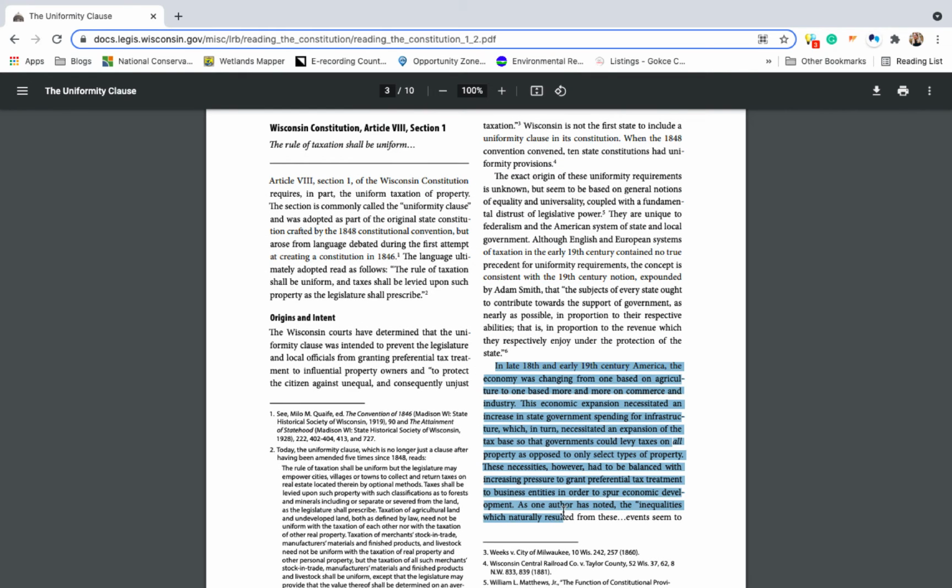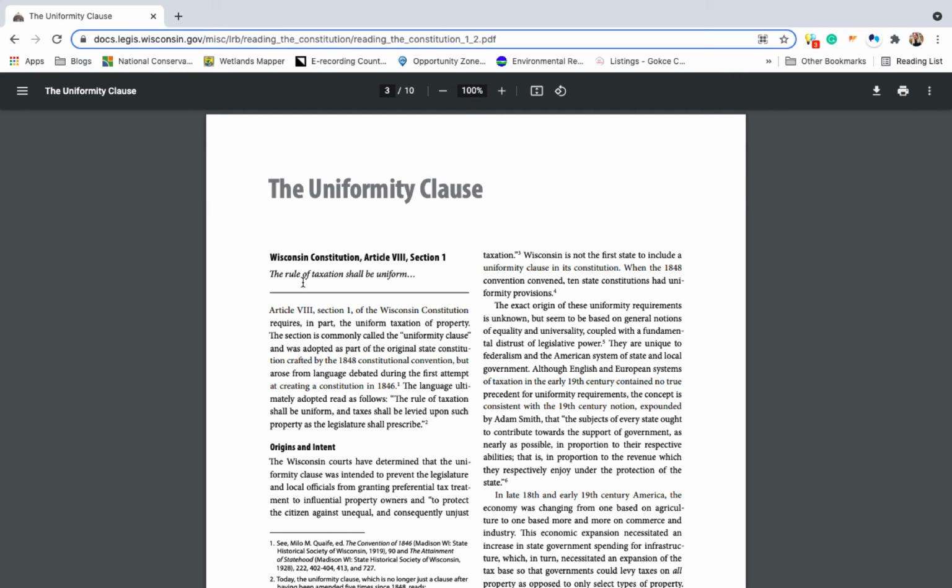The idea behind uniformity clauses was to prevent certain individuals, corporations, or organizations from negotiating preferential tax rates for their select types of property. Uniformity clauses made sense in a world that was seeing the emergence of large and politically powerful entities, such as railroads. The problem, of course, is that when we lose nuance, we lose flexibility.